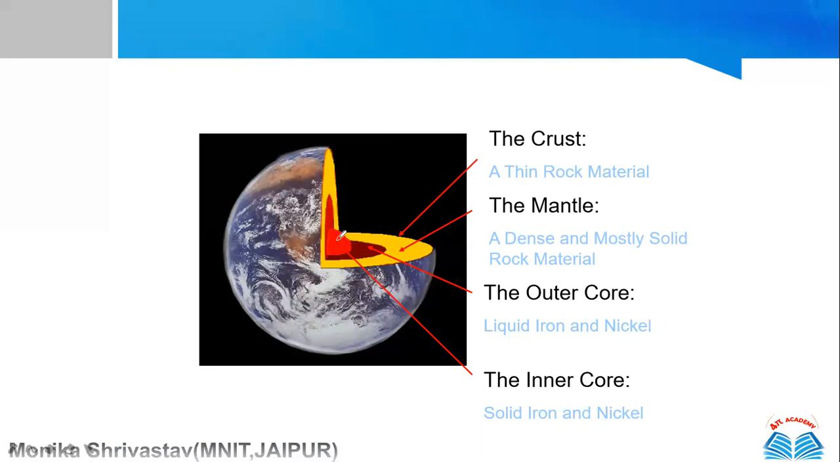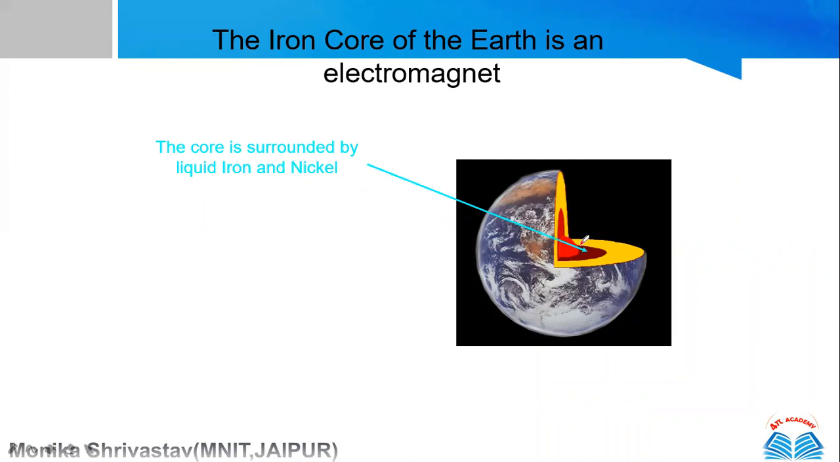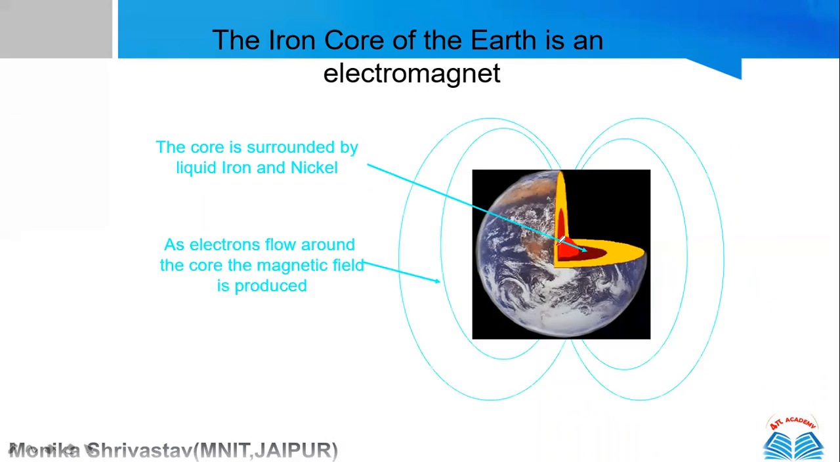Solid iron and nickel are the strongest ferric materials. Ferric materials means they have some domains situated in different directions. So basically the iron core of the Earth, this center core, is an electromagnet, and that is why it is generating strong electromagnetic radiations. And this core is surrounded by liquid iron and nickel. So these types of phenomena are taking place. The electron flow around the core and the magnetic field is produced.